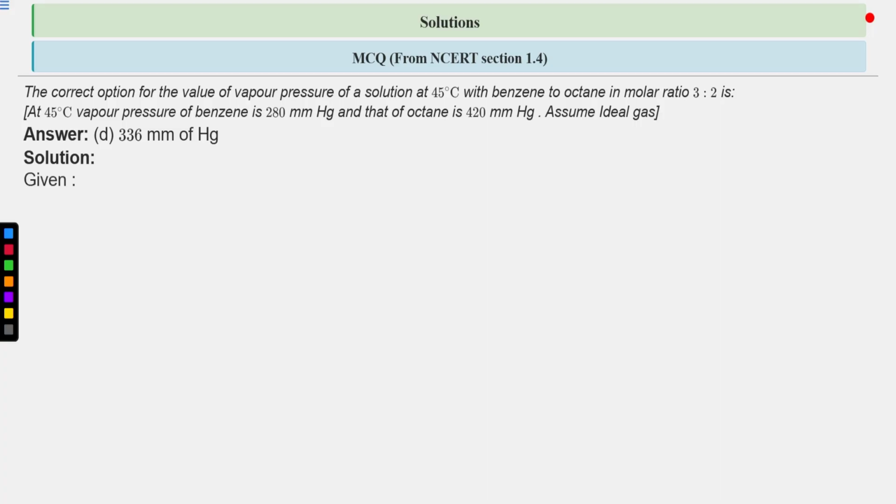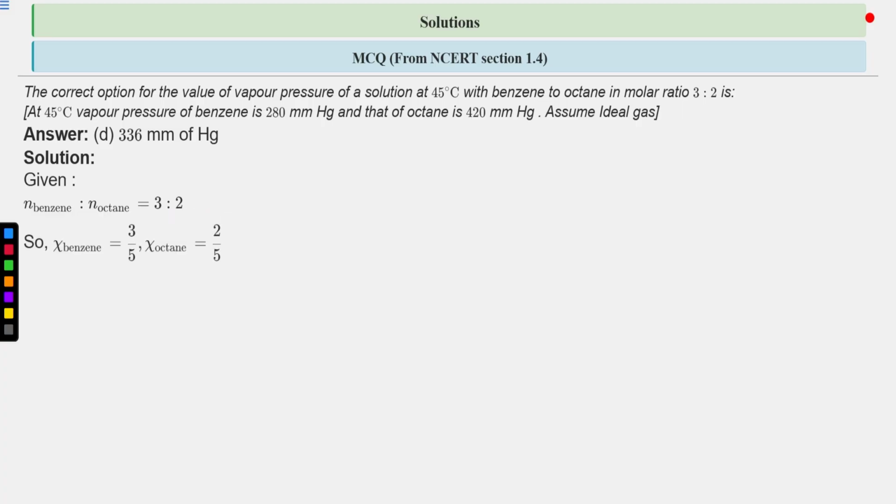First of all, what are the given quantities we have? We have a benzene to octane molar ratio given. Molar ratio means number of moles. So the number of moles of benzene to the number of moles of octane is given as 3:2. And from this molar ratio you can also say that the total number of moles present in our solution will be 3 plus 2, which is 5.